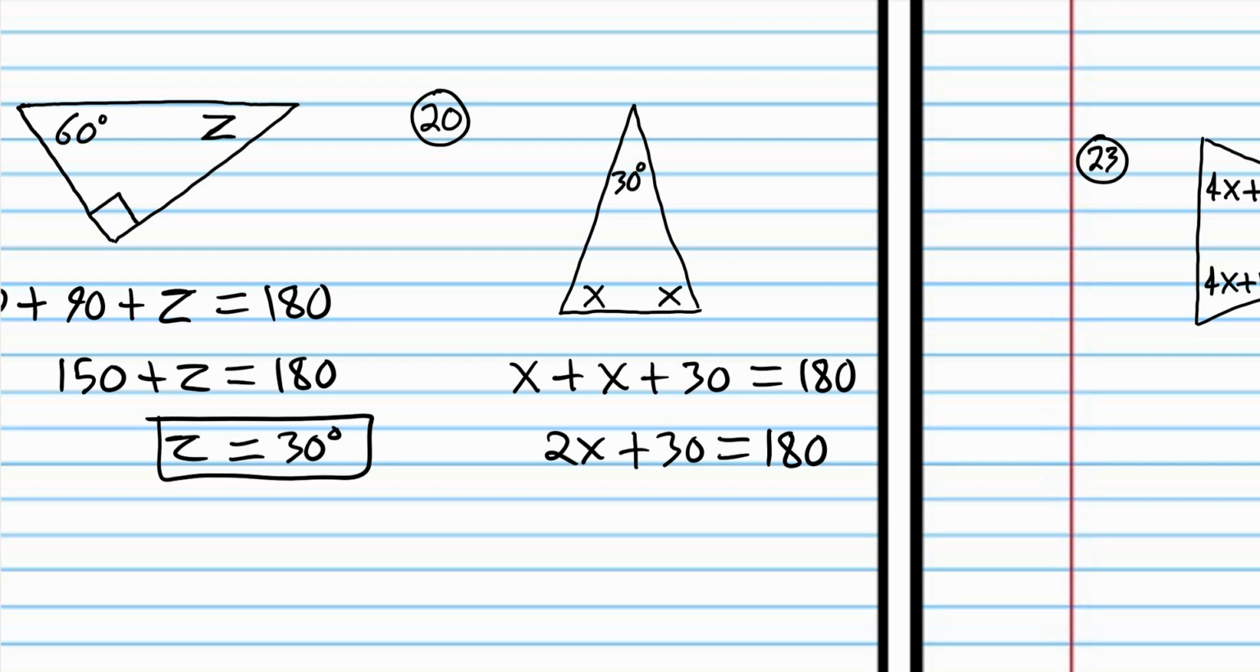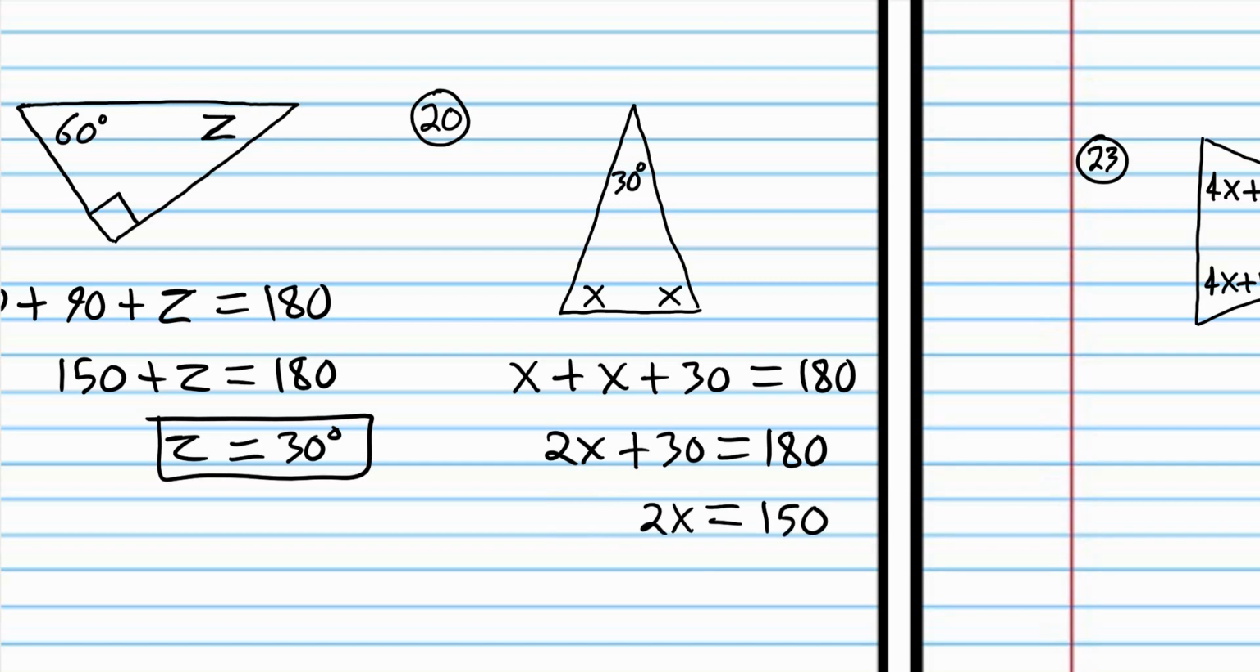You may think, well, let's get rid of the 2 first. Well, you can do that, but you'd have to divide both sides by 2, and that would be a lot more complicated. This would become x plus 15 equals 90. But we want to stay away from that. We want to just subtract 30 from both sides.